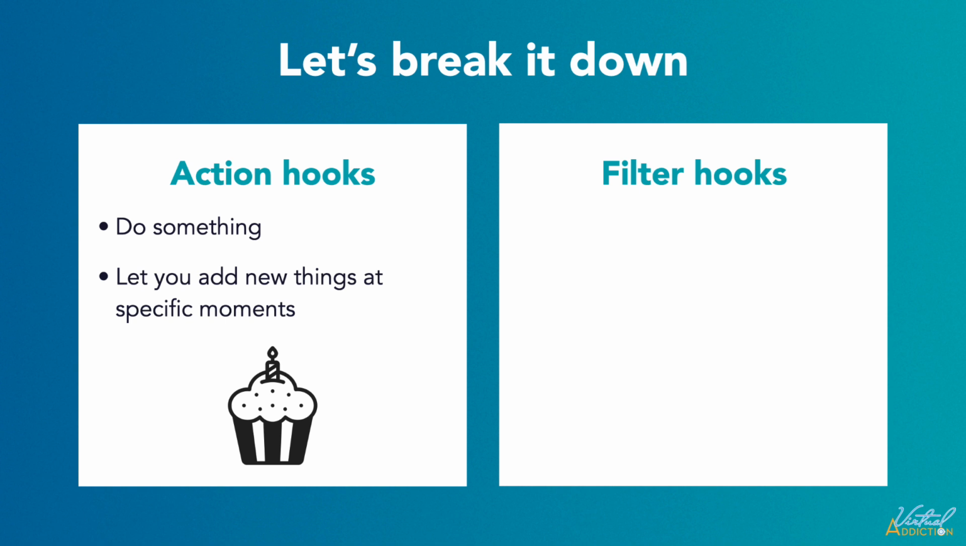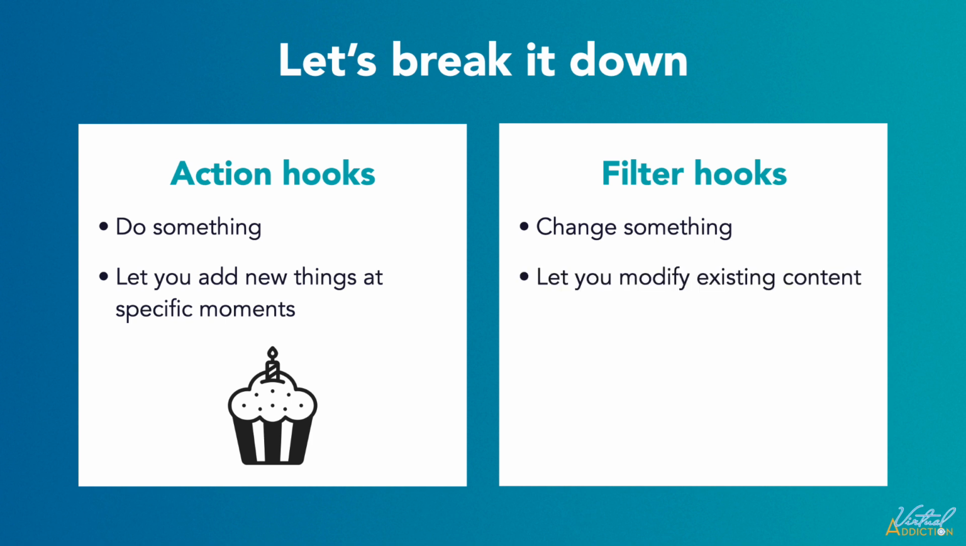If you imagine that WordPress is a bakery and it normally makes plain cupcakes, you could use an action hook to say, hey, before you serve the cupcake, add sprinkles. Filter hooks change something. These will let you modify existing content. An example would be changing the post title before showing it. So if we imagine that WordPress is a radio DJ announcing songs, a filter hook lets you say, before you announce the song, add now playing at the beginning.